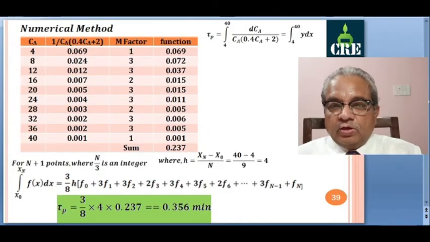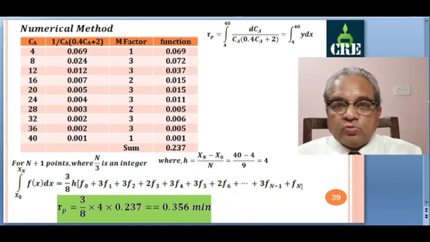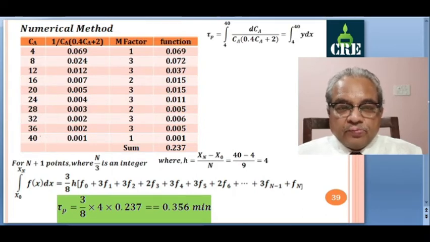Same problem by numerical methods. So integral y dx. So what is y? 1 upon Ca into (0.4 Ca plus 2). So this 1 upon Ca into (0.4 Ca plus 2) is y. So you know Ca, substitute the Ca values and find this out. We have taken 4 to 40, 10 points. Now for n plus 1 points, n plus 1 is 10, so n is equal to 9.